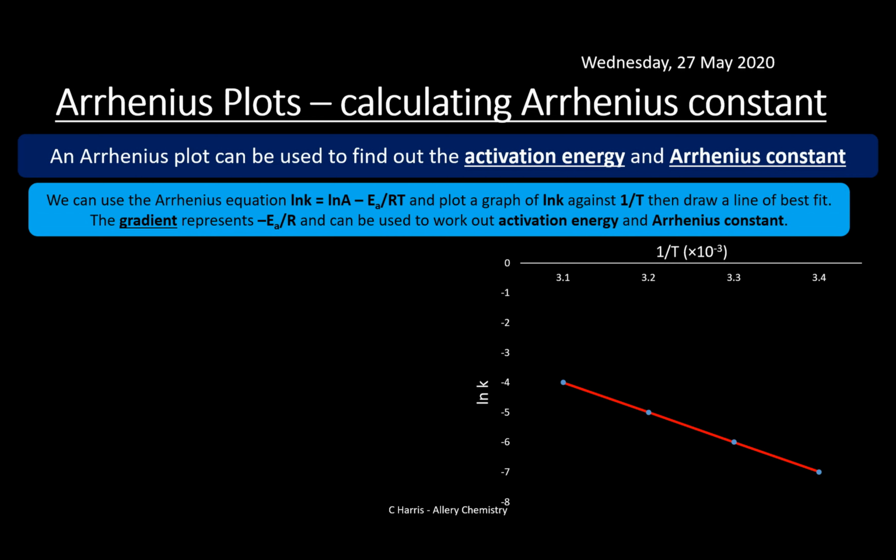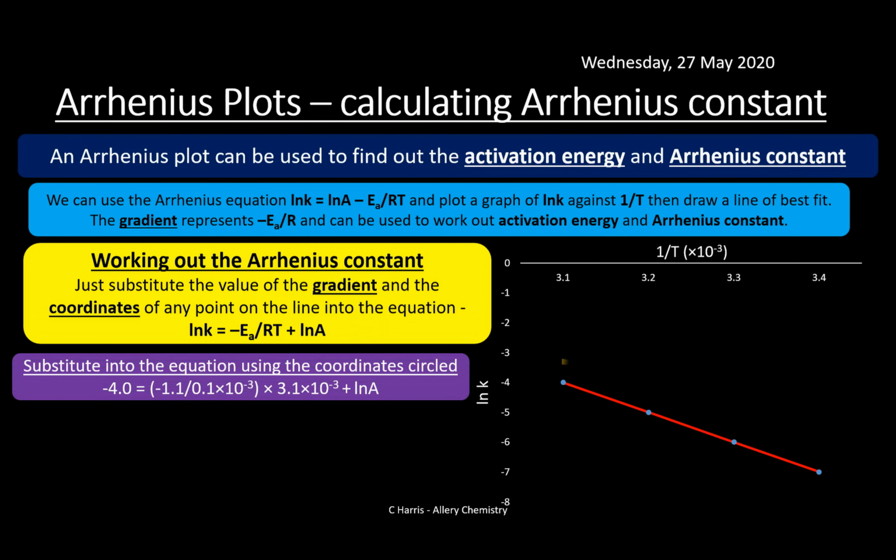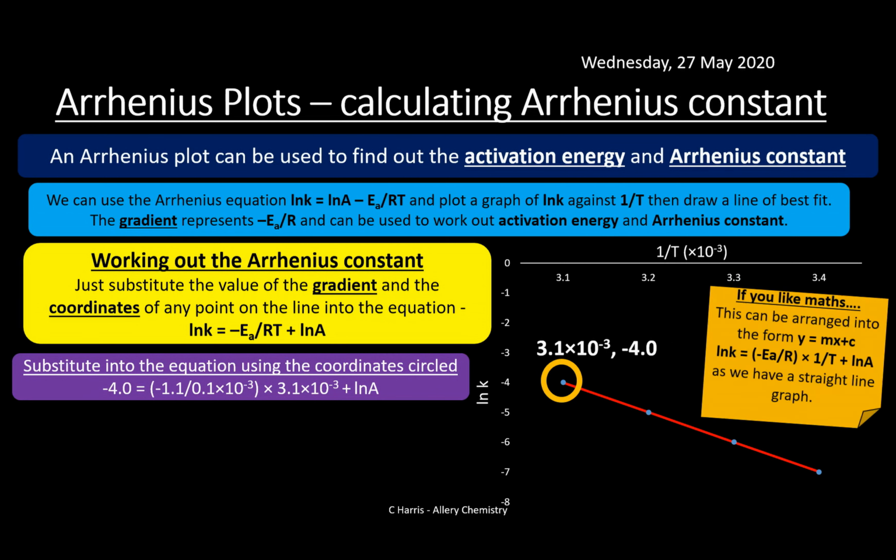We're now going to use the same type of principle, but work out the Arrhenius constant. All we have to do is substitute the values of the gradient and the coordinates of any point on the line into the equation. So we've got ln k equals minus EA over RT plus ln A. We've put all that information into our equation, just like what we've seen before, the simplified version without the exponential bit in. So we're going to substitute into the equation using the coordinates circled.